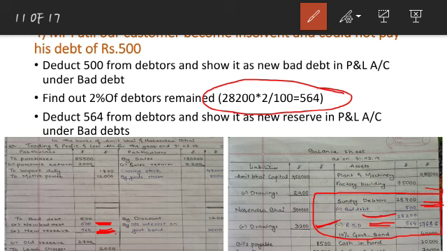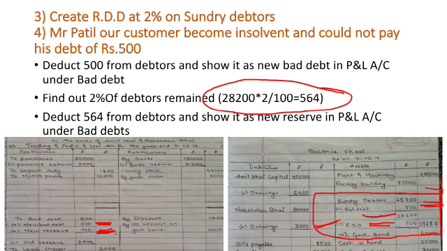We have transferred it and added it to the bad debts on the debit side of the profit and loss account. Then, whatever amount we got after deduction of bad debts from sundry debtors, that is 28,200, we have calculated 2% on it as the new reserve for doubtful debt, that is, the new RDD. We got 564, and the same is entered on the debit side of the profit and loss account, writing "add new reserve in bad debts." Okay.